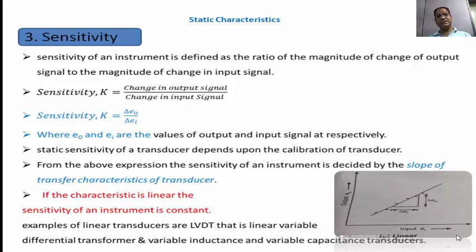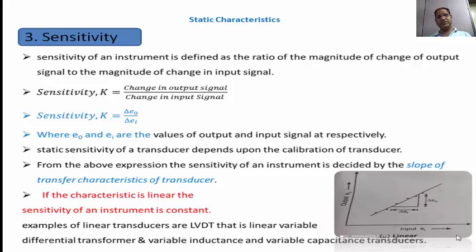if you are taking sensitivity K, which is the ratio of delta E0 upon delta EI, where delta E0 and delta EI represent the change in output signal and the change in input signal respectively, where E0 is the output signal and EI is the input signal. So output signal upon input signal is not sensitivity, but the ratio of change in output signal to change in input signal represents the sensitivity of a given instrument.